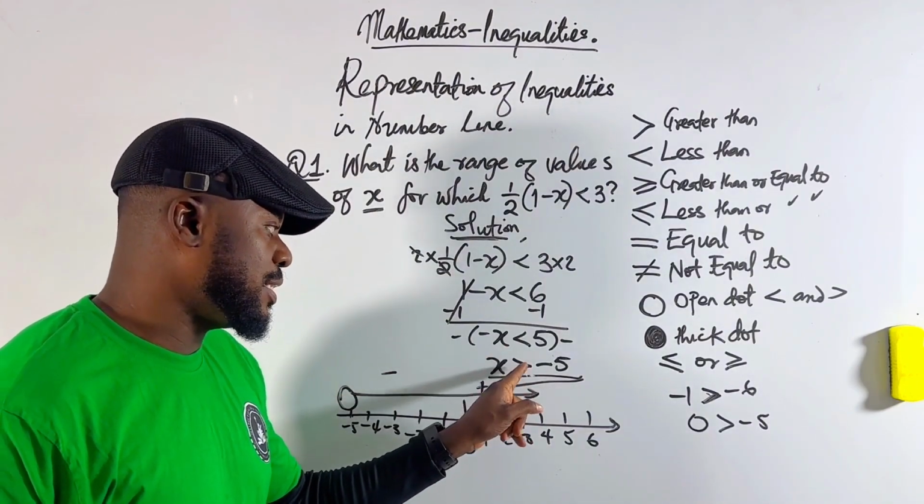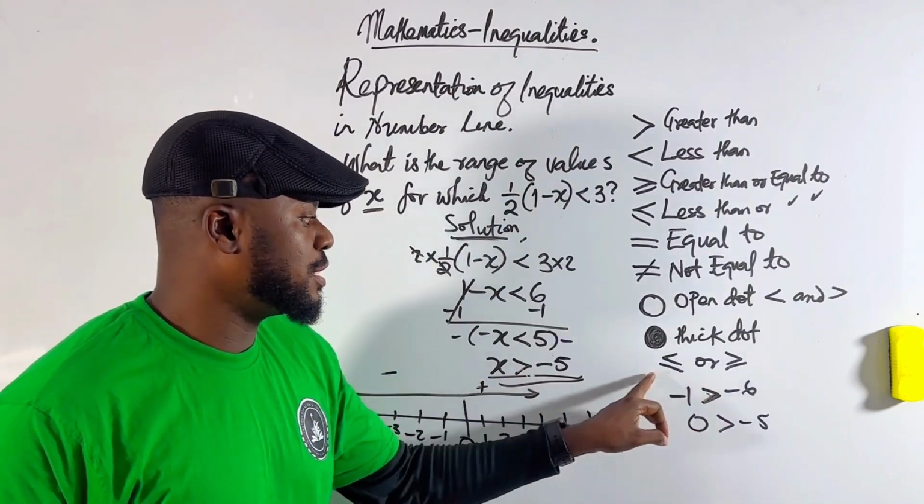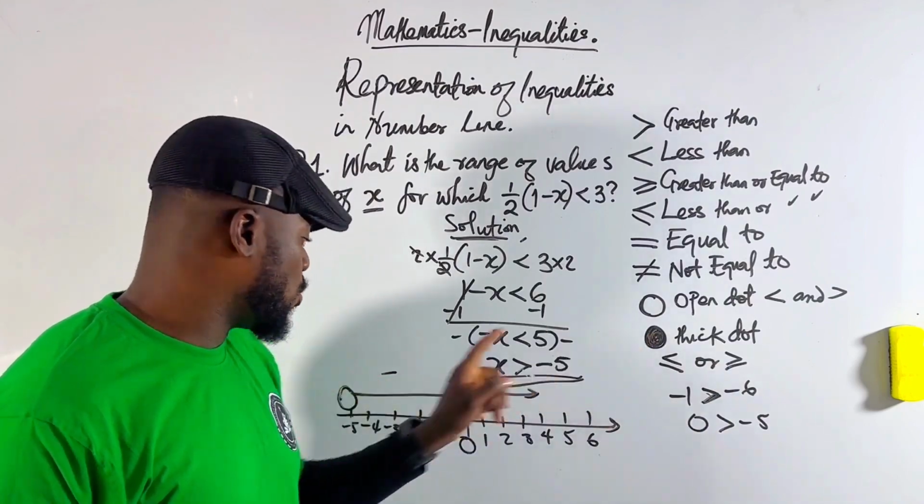What if it were less than there? I would still use the same open dot. But if it is greater than or equal to, any of these things, then I will use the filled dot at this particular place.